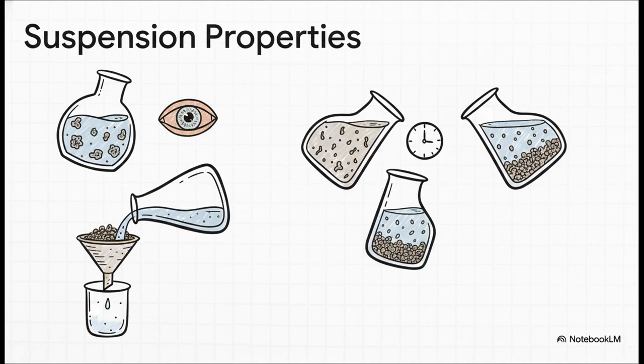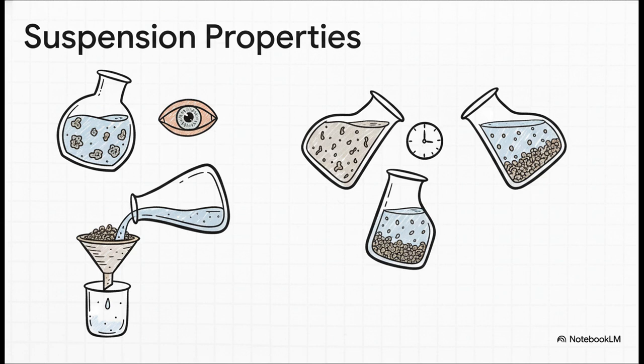The properties of a suspension are very different because the particles are so large. First, it's obviously heterogeneous. You can see the different parts. The particles are also big enough to scatter light. But the most important property is that a suspension is unstable. This means if you just leave it alone for a while, the heavy particles will all settle down to the bottom because of gravity. And this is exactly why you see instructions like "shake well before use" on things like cough syrups or some juices.